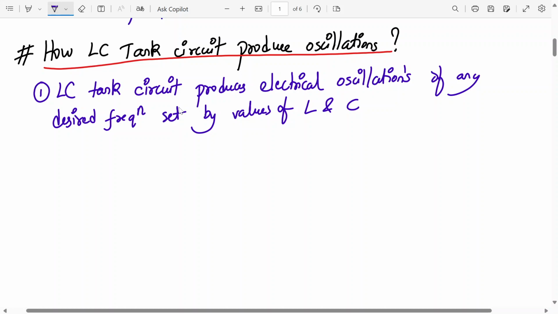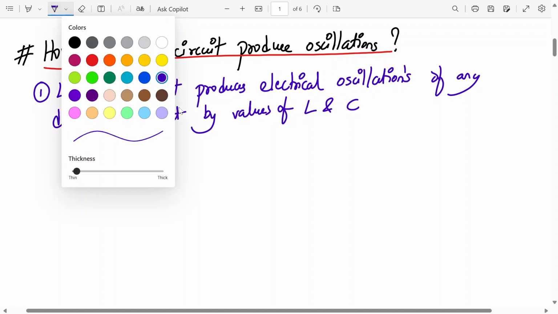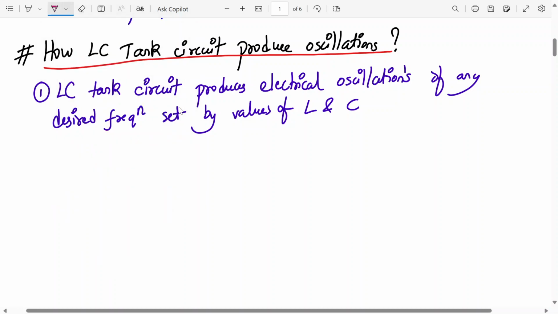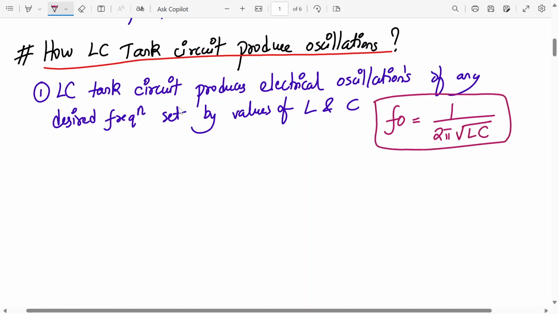And for the LC oscillations, the frequency can be shown to be given by 1 upon 2 pi square root of LC. You don't have the derivation, but you should remember this. So for all the LC oscillators, this will be the frequency formula, where the value of the frequency will be set by the L and C components. Okay. Now let us see how an LC tank circuit works.